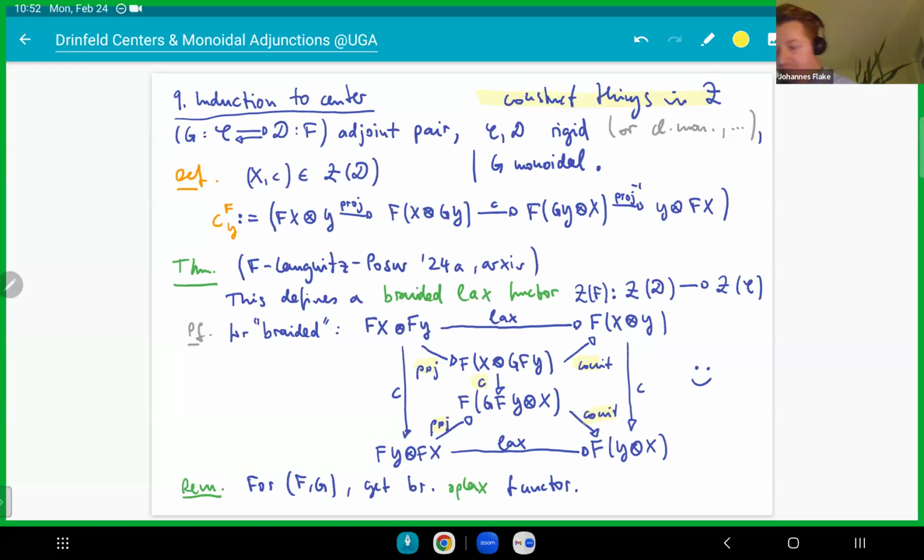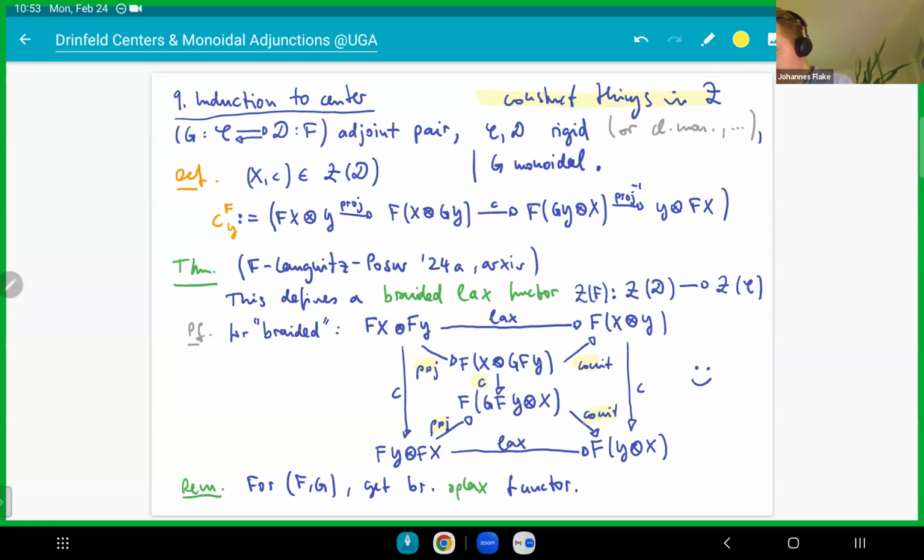One of the problems with Drinfeld centers in general, which I didn't say earlier, is that the slogan is they are not nicely behaved with respect to functors. So they're not functorial in a nice way. Here, of course, this is not the usual kind of functoriality, but in some sense it's some version of functoriality. I did even say this is a braided lax monoidal functor.